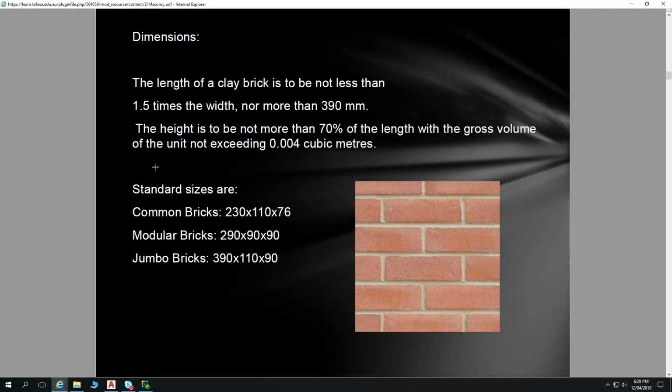So 230, 110, 76. Modular bricks, 290, 90, 90. I think this one's a 290 modular brick, 90, I reckon. Yeah. So 290, 90, 90 modular bricks. Pretty solid, that one. So if we've got our standard brick of 230, 110, 76, why would someone want to make a brick which is 290, 90, 90?